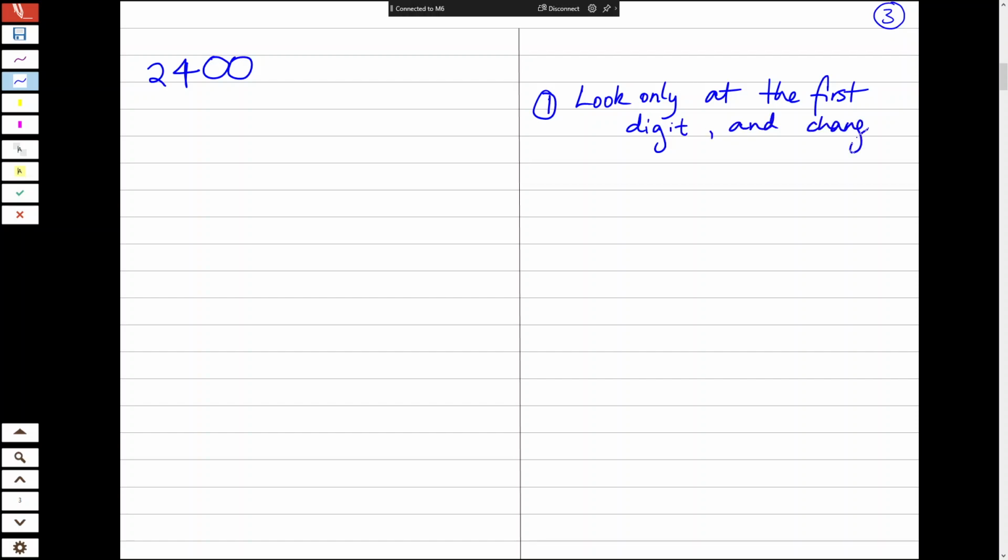I'm going to give you a step-by-step process to convert any number which is written as a basic numeral to scientific notation. So now we're looking at the second example on the worksheet. I'm going to call this step 1. Look only at the first digit. And change the rest to 0.